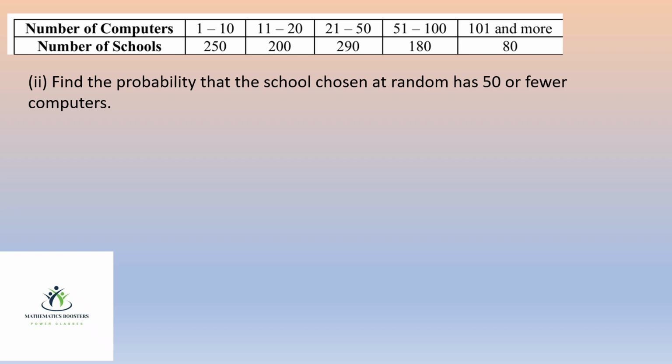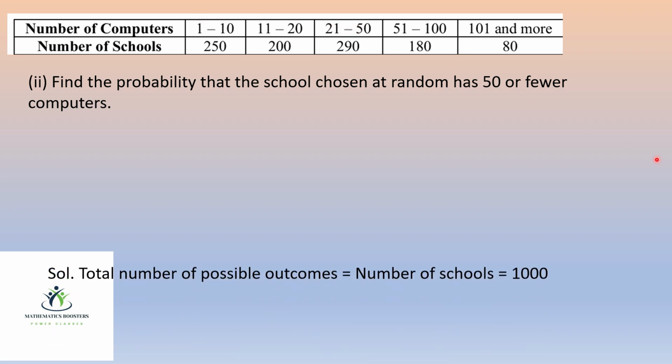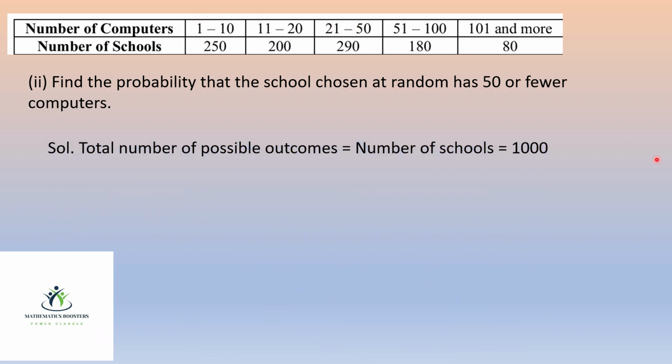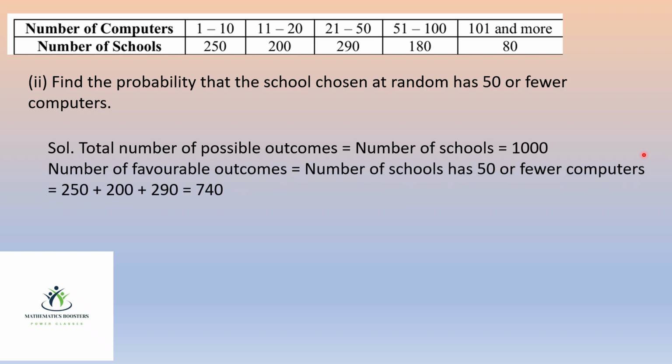Second part, find the probability the school chosen at random has 50 or fewer computers. 50 and fewer computers, all first three. So total will remain the same, 1000. So we will add 250, 200, 290. All are 50 or fewer. So probability will be 740 by 1000, reduced to 37 by 50.